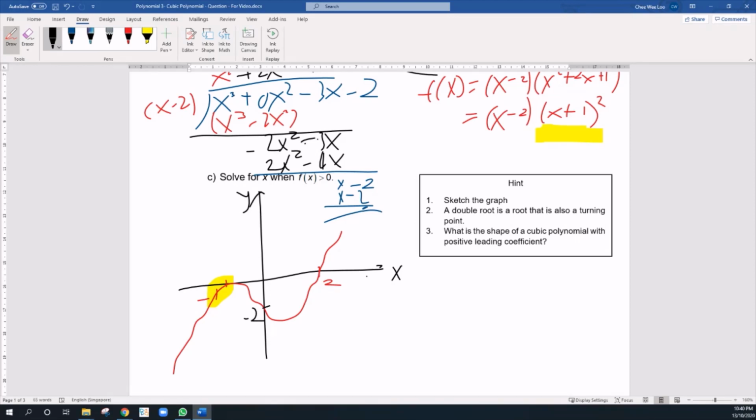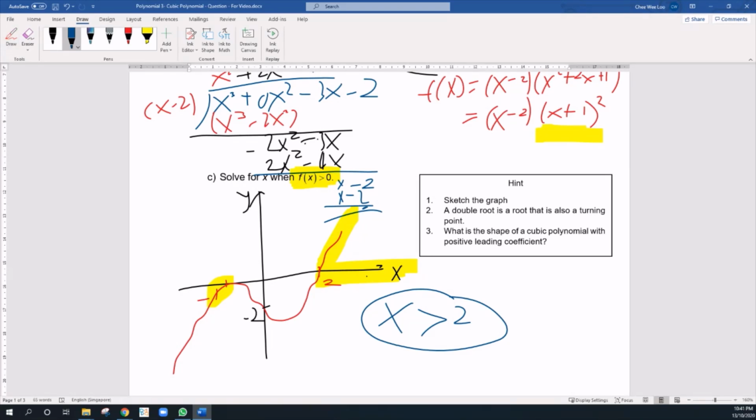Alright? Now, to solve this inequality quickly, we just look for the range of x value when f is positive, and f is positive right over here, which corresponds to this set of x values, and hence the solution is just x to be greater than 2. Alright, this answers the cubic inequality question.